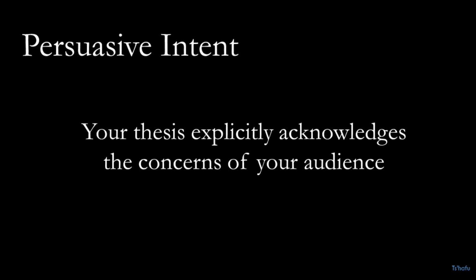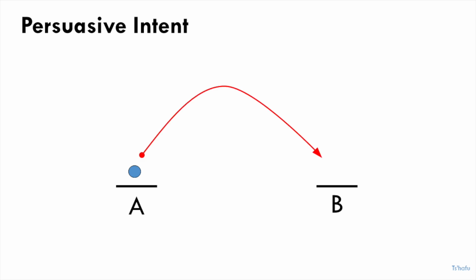Now, what is it? Well, with persuasive intent, we are speaking about your audience. And what we're saying is that you're going to explicitly acknowledge the concerns of your audience. That is what you're doing. Now, the way you can think about this is as follows. Imagine here is your audience, and they're currently located in place A. And what you want is to take them to place B. You want your audience to move from A to B. That's literally what it means to persuade somebody. You held one position before, and then you persuade them to hold a new position. And so we want them to undertake this journey.